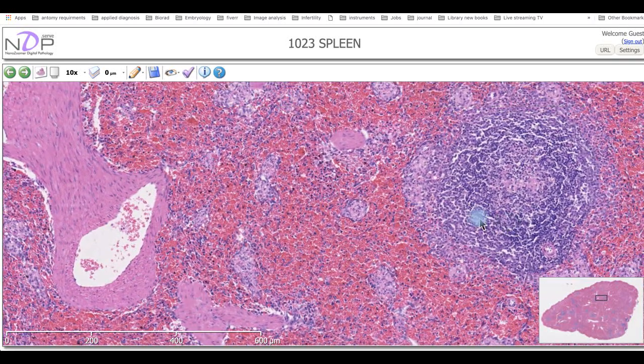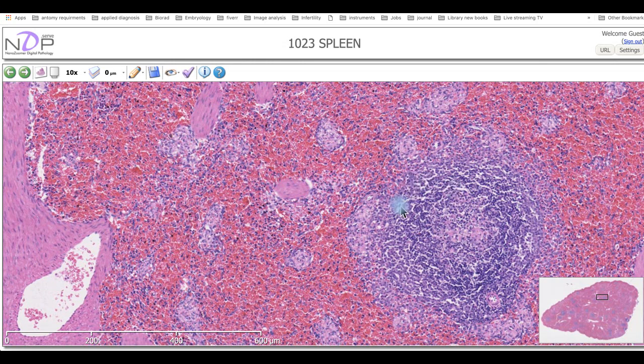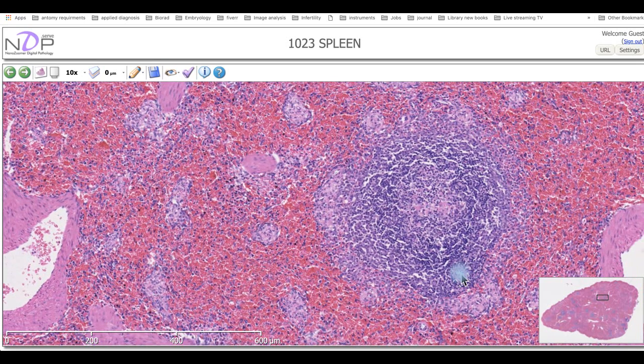As I said, we have two important structures here: the white pulp and the red pulp. The red pulp consists of blood sinusoids, and these sinusoids are infiltrated with all elements of the blood, whereas in this area here we have the lymph nodules. And here we have a very important structure, the nodular arteriole or central arteriole, and this is a diagnostic feature for the spleen.